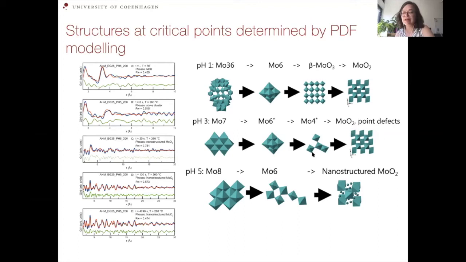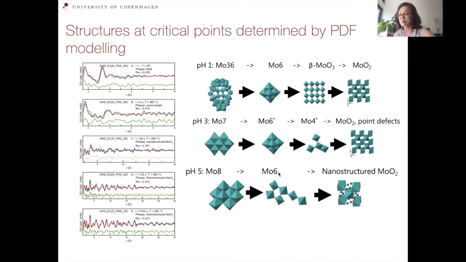And then in the end, we go again to a rutile structure, but actually with quite a lot of these point defects that we saw before, also that we do have too much edge sharing in the structure. At pH 5, we go from a cluster of this size to something completely disordered, and MO6 doesn't really mean much. We just know that we have a polymer of some kind that doesn't appear to have very much order, but then we form these nanostructured materials.